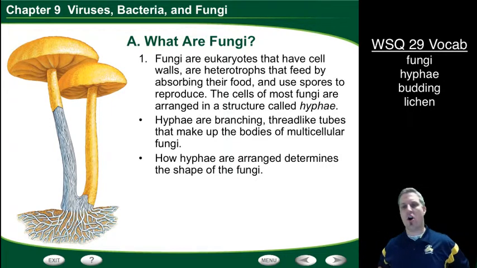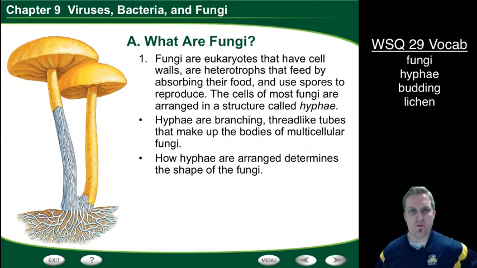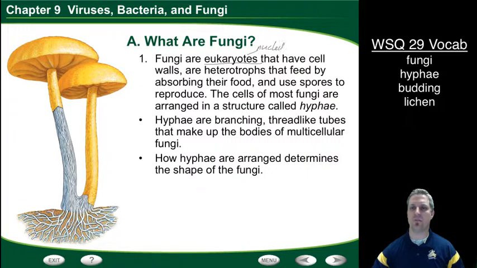To start, fungi are known as eukaryotes. Remember, a eukaryote is, as we've learned before over and over again, and we'll keep bringing it to your attention, organisms that have a nucleus, right? They have cells with a nucleus, okay? They do have cell walls. Fungi are heterotrophs, means that they are going to absorb their food.